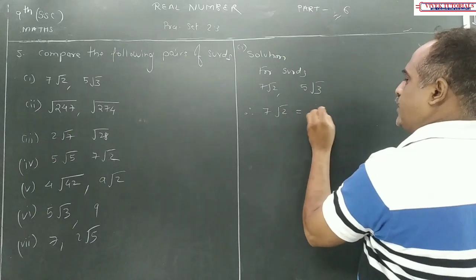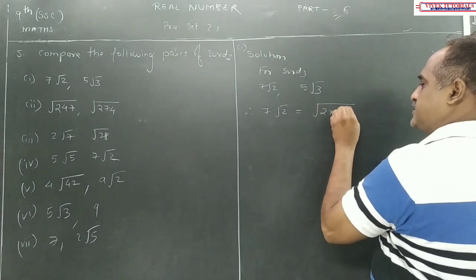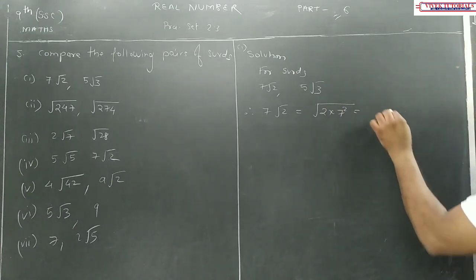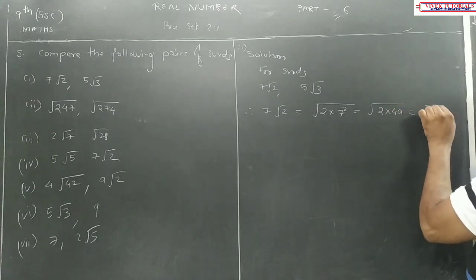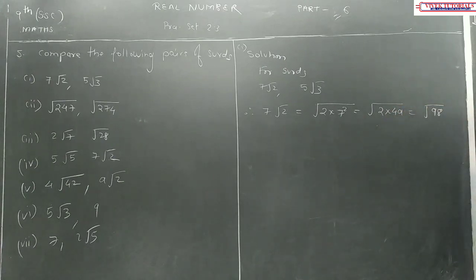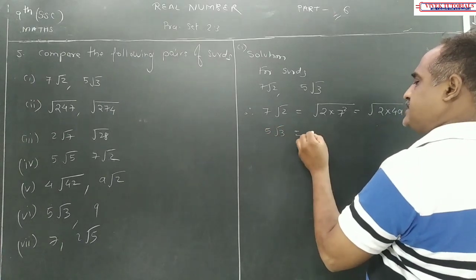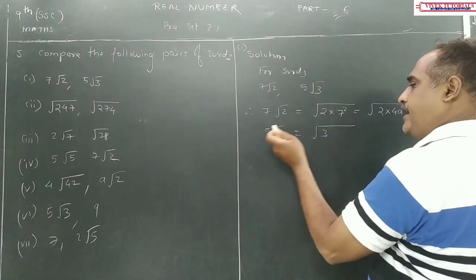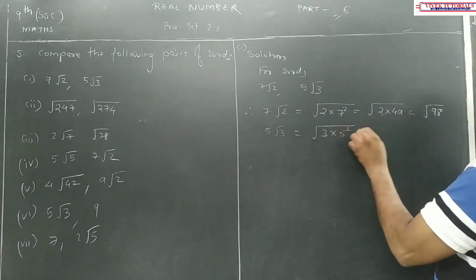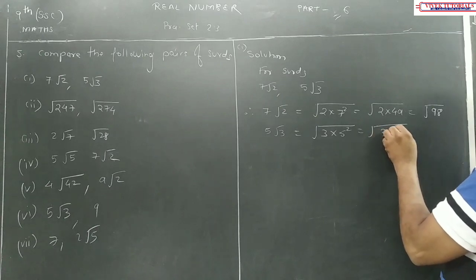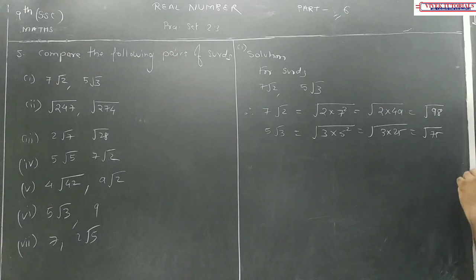7 root 2 is equal to, if I am taking 7 inside, it becomes 7 square. So that is equal to 2 into 49, that is equal to 98. And 5 root 3, see once again, root 3 is already there, but when I am taking 5 inside, I write as what? 5 square. That is equal to 3 into 25 is equal to 75.